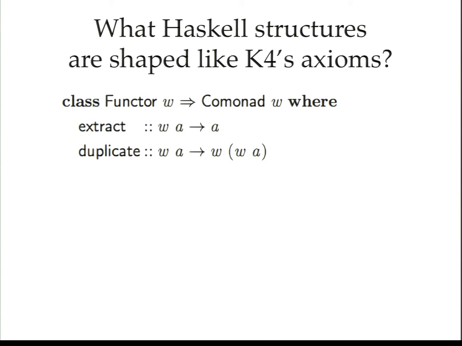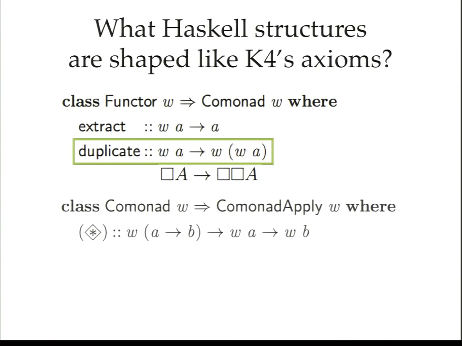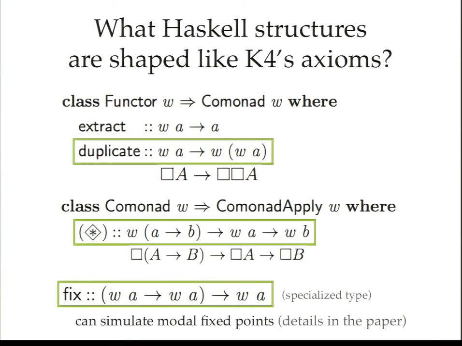So in looking for these types, I went hunting through Hackage, and I found this Comonad class, which has a method called duplicate that looks really similar to this axiom 4 of K4 logic. And I found in the very same package this splat operator, which you'll recognize this type. It looks very similar to the type of a similar shaped operator from Applicative. But we don't have pure, and it turns out that pure messes with all of the logical interpretation anyways. So it's a nice coincidence. It's actually more than a coincidence, but it's nice. And then we can use fix at a specialized type to simulate modal fixed points.